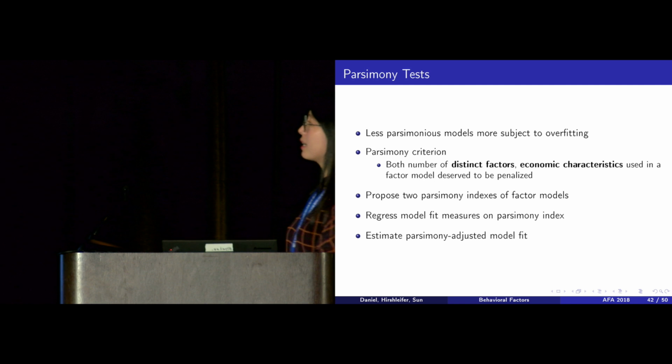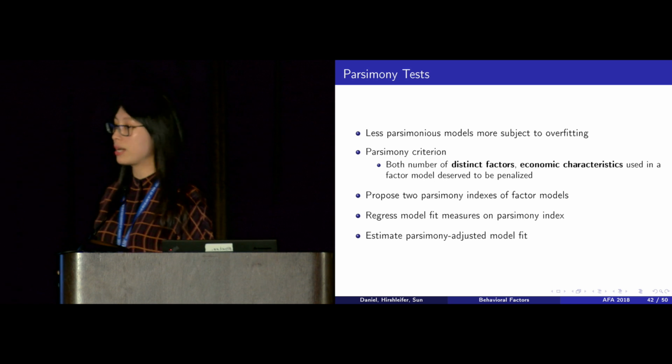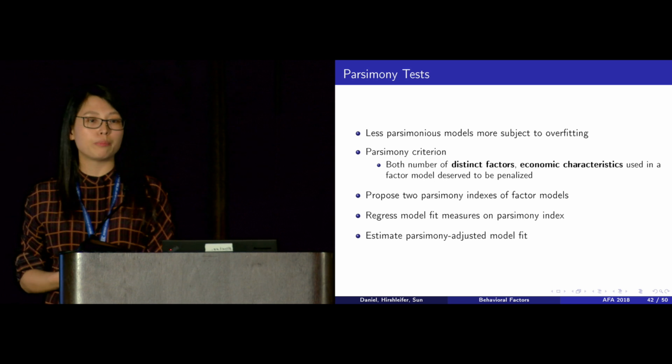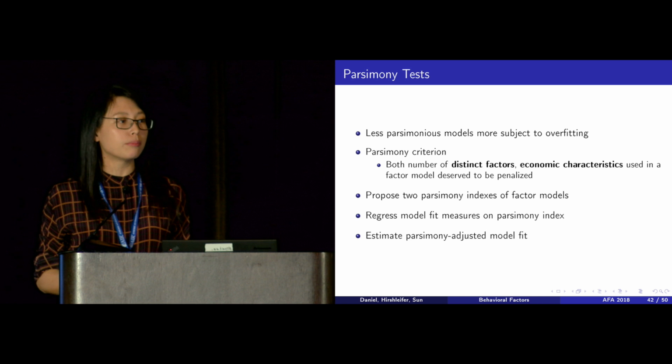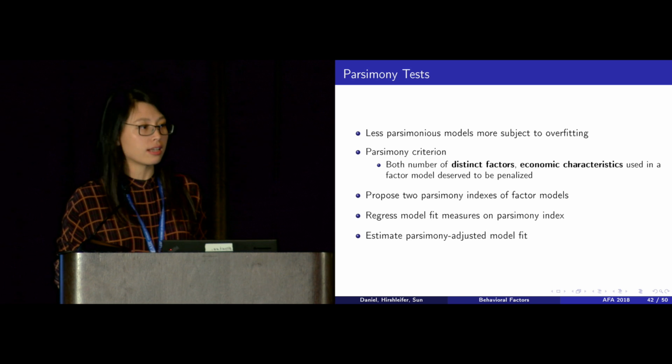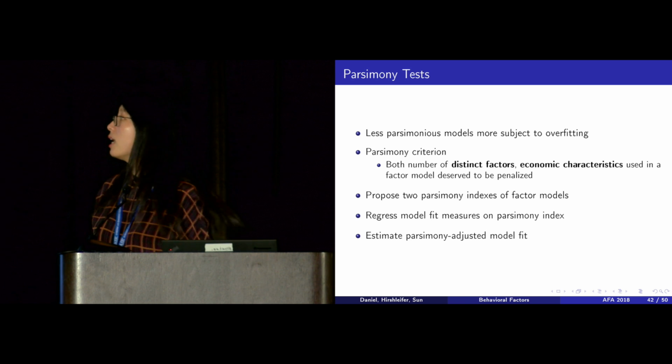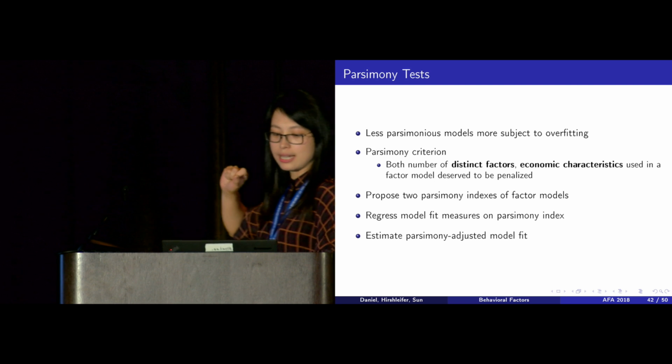And we want to formally test the idea that the less parsimonious model is more subject to the overfitting problem. In terms of describing the parsimony criteria, we think that both the number of factors and the number of economic characteristics matter for parsimony. And we create two parsimony indices.